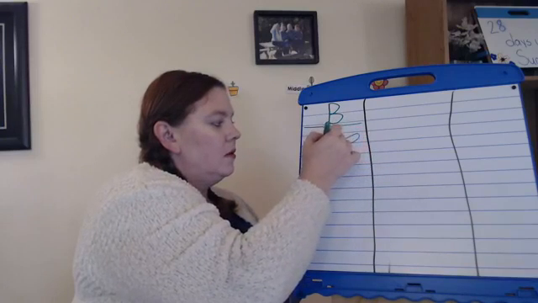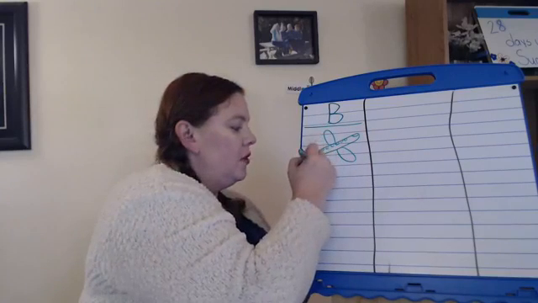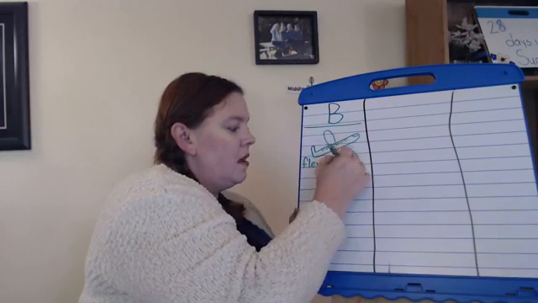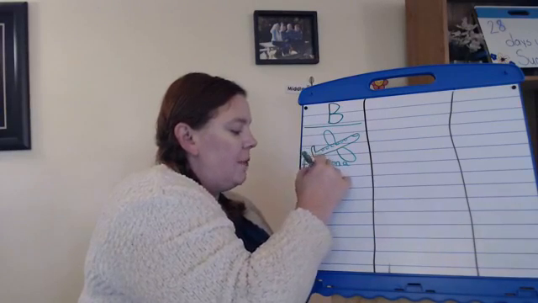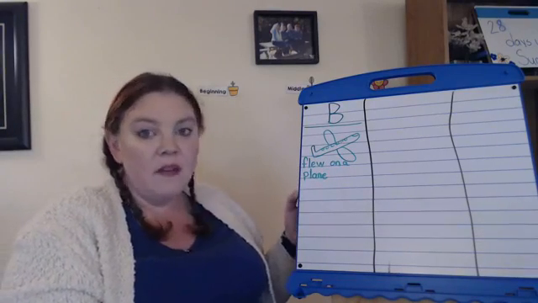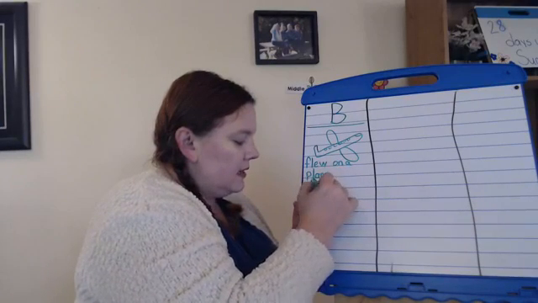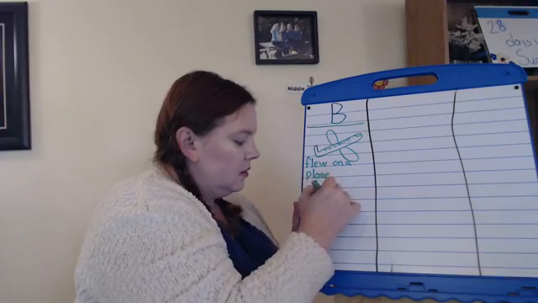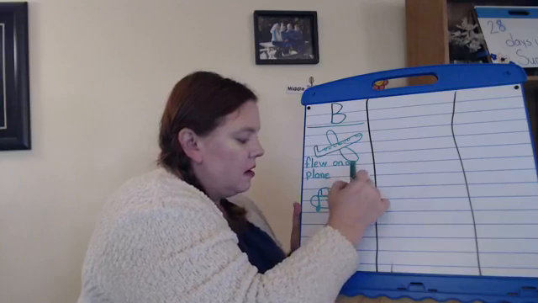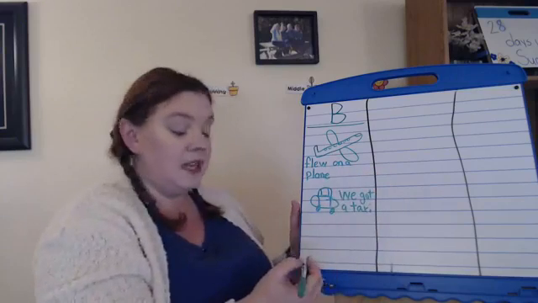So I'm going to draw a plane. That's my plane. So we flew on a plane, and I'm going to write that down: flew on a plane, because that happened at the beginning. In order to get to New York, I had to fly on a plane. And when we got off the plane, we got in a taxi. So I'm going to draw a taxi. We got a taxi, and we went to our hotel.